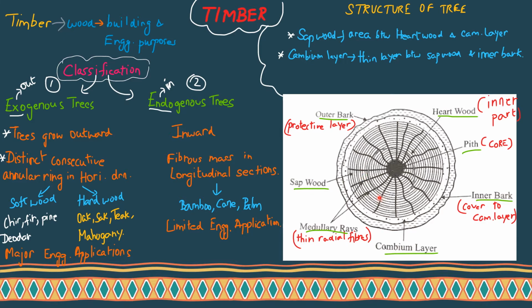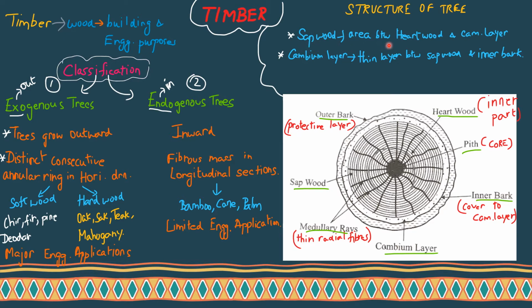And then followed by the sapwood we have another layer called the cambium layer. This white color layer is your cambium layer, and this black line is your inner bark. It provides cover to your cambium layer, and the last exterior one is your outer bark, that is the protective layer. And in between you have some rays. Those are nothing but the thin radial fibers or the medullary rays. So these are the different parts of the cross section of a tree.